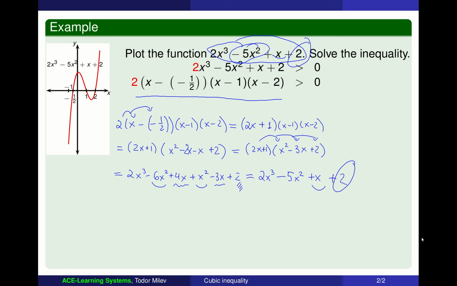Once again, what did I do? I plotted the cubic, I eyeballed the factorization, but then to remove the guesswork, to be sure that my work is correct, I just uncovered the parentheses, and that ensured that my factorization is correct.